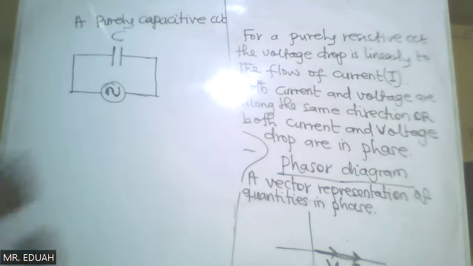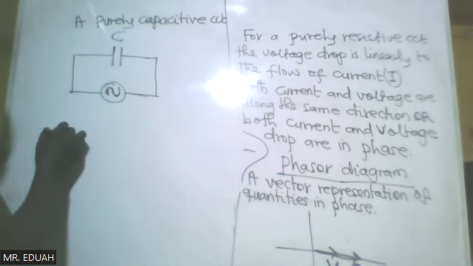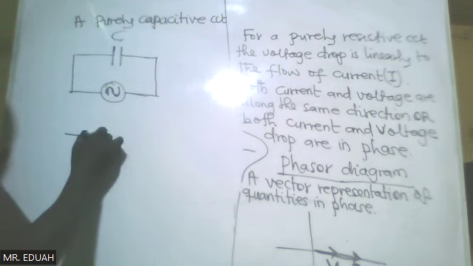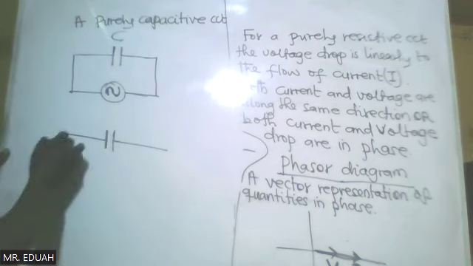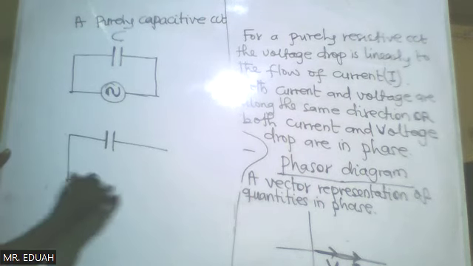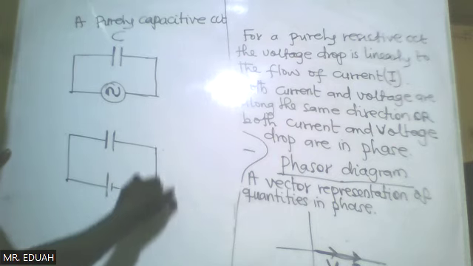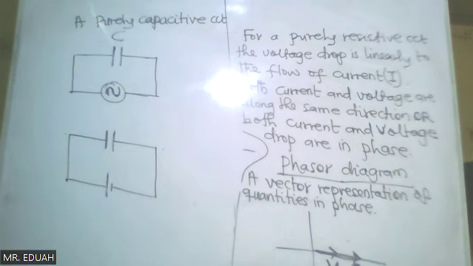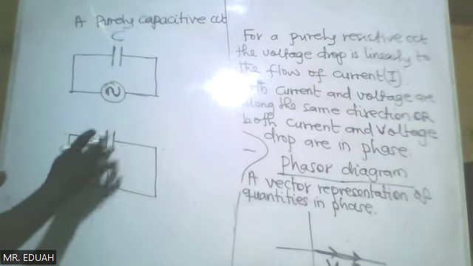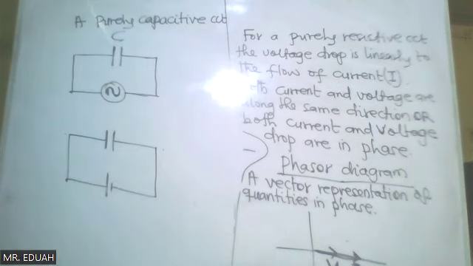Now, when you connect a capacitor to DC, what happens? This is a capacitor connected to a direct current source.